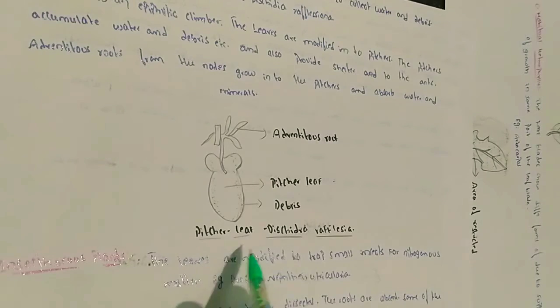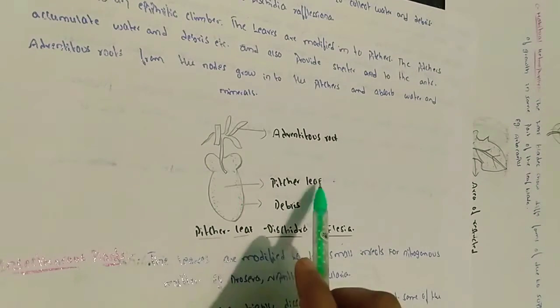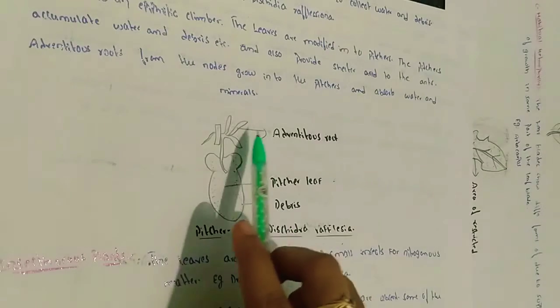Pitcher leaf in Dischidia rafflesiana. It is a pitcher leaf with debris and adventitious roots.